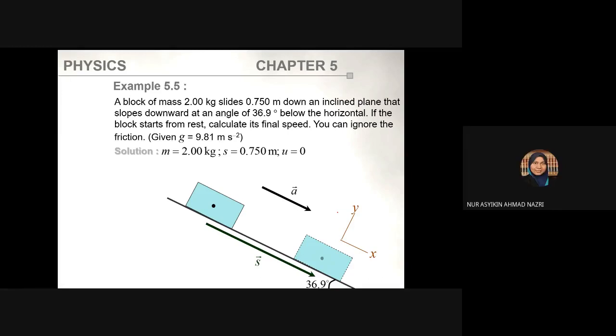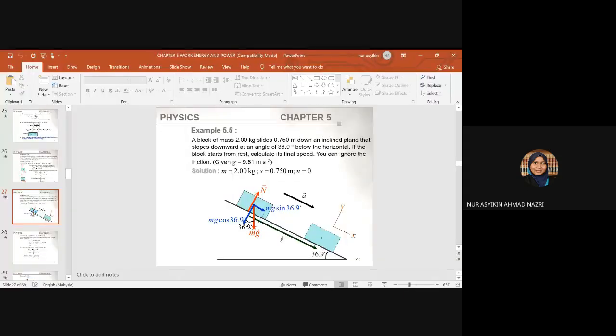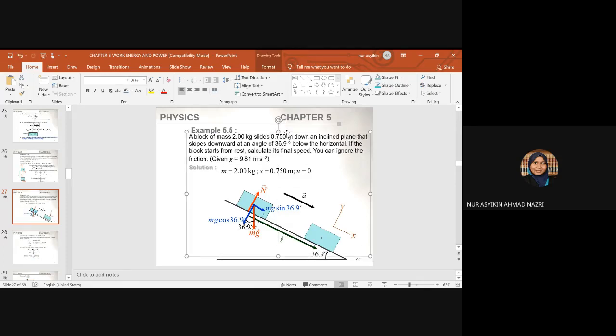Madam, tak nampak sikit dia punya diagram tu. Macam ke bawah sangat. Oh ya ke? Okay, okay. Macam mana? Tu tak ada apa pun. Okay.